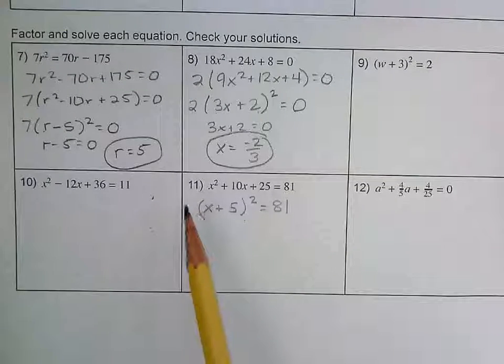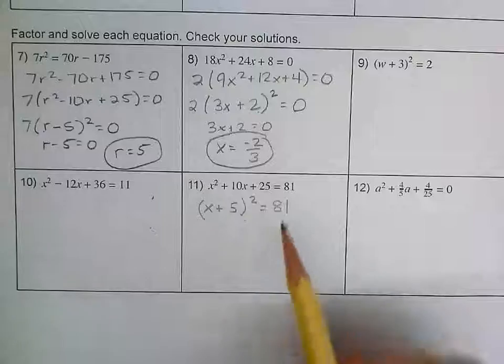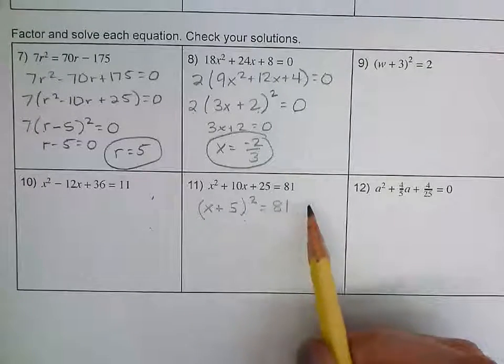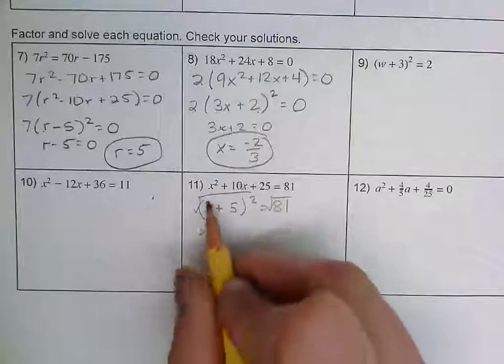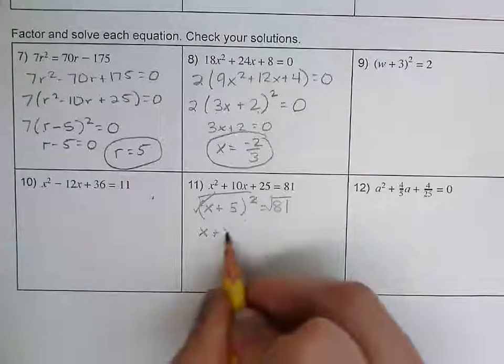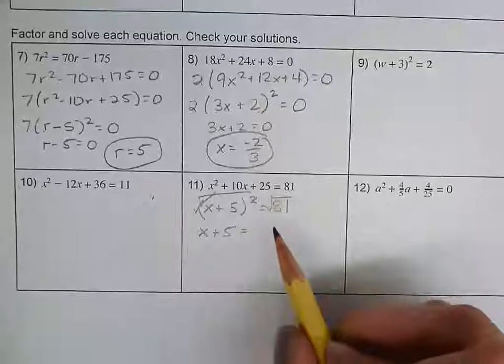First thing we're going to have to do is take the square root of this side. Now, because this isn't 0, we need to take the square root of this side as well. So we're going to take the square root, take the square root. On this side, square root and squaring cancel out. We have x plus 5. Great. This is the part we need to remember.